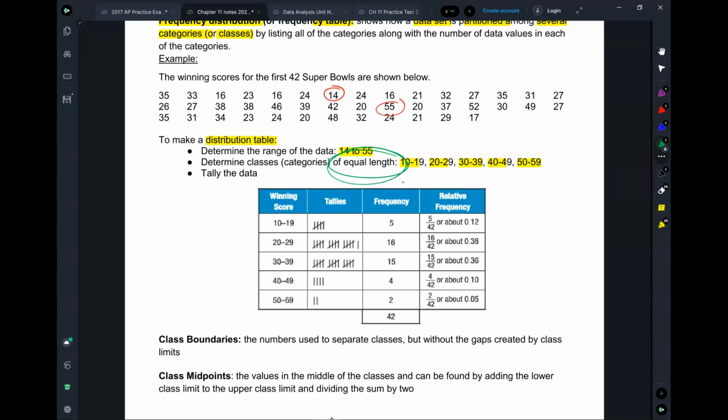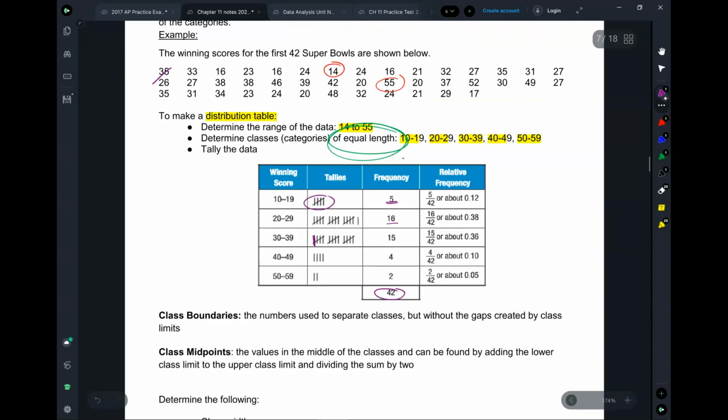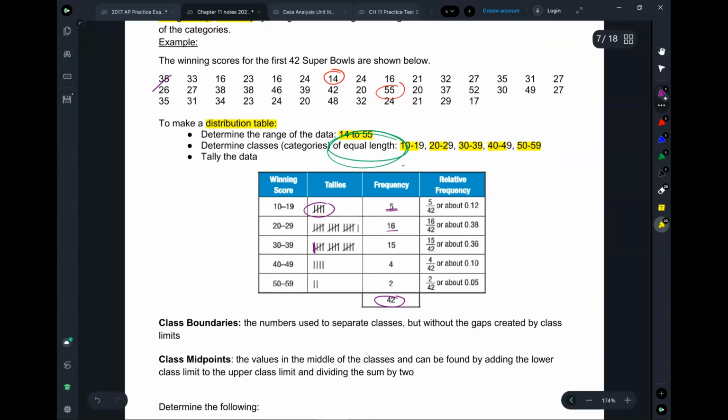And then literally what you do is you tally it just like you did back in elementary school, right? So how many of these fall into 10 to 19? You literally go and you tally, right? So for example, 35 falls in this one, you put a 1, and so on. And then once you do that, you count. There are 5 in this category, 16 here, 15, 4, and 2, right? Always make sure that you've counted all of them, so you have 42 total, which is how many you should have had.